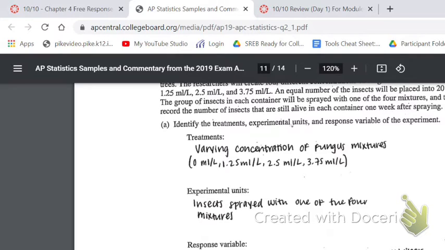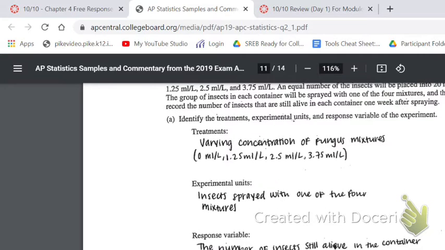What about the response variable? Did they do okay with that? Yes. So treatments they got correct. They labeled this in 2 different ways, so they really covered their bases. They said that it was the varying concentration in fungus mixtures, and then they also listed them out. So only one of those 2 would be required, but they got 2 different ways of saying, yes, these are our treatments. And then, like we said, experimental units was not correct. They got a partially correct on this first part because of getting experimental units incorrect.